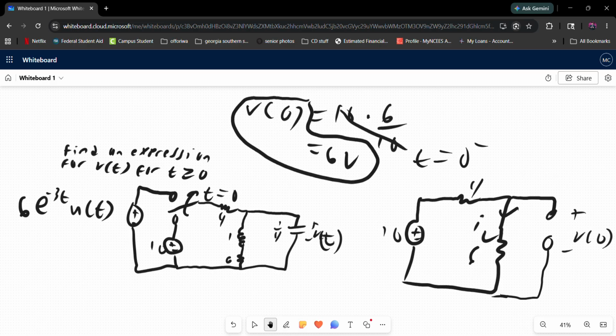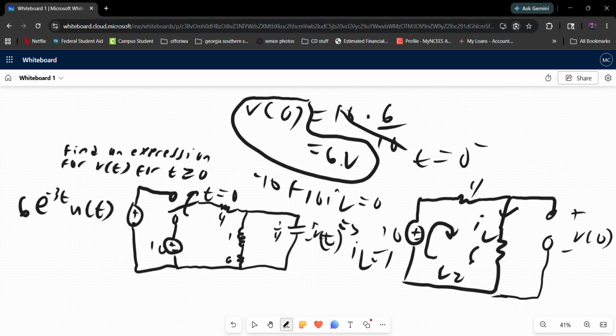Okay, now let's also find the current of the inductor. So we're going to do KVL here. Let's just call this loop 2. So we're going to have minus 10 plus 4IL plus 6IL, so it's going to be plus 10IL equals 0. This means IL is going to be 1 amp.